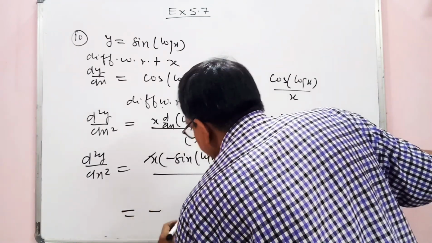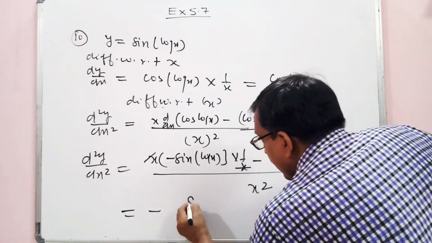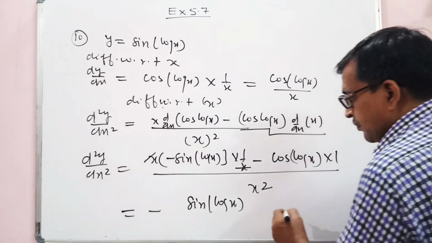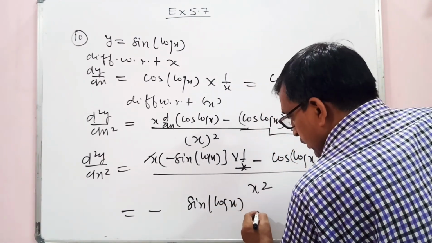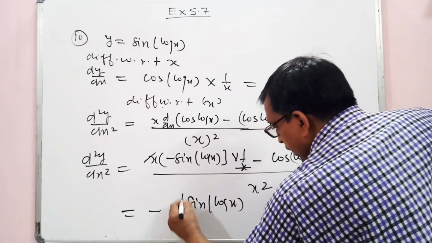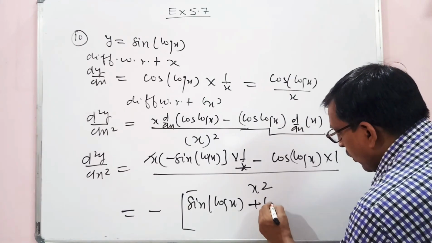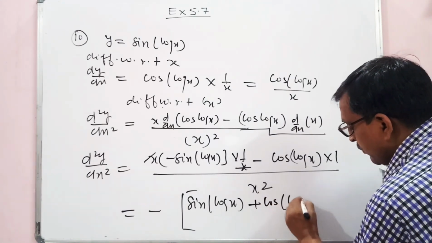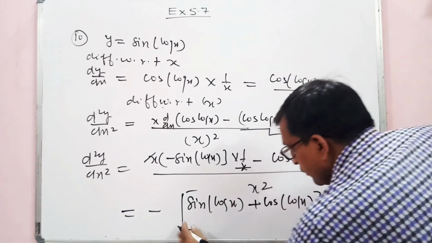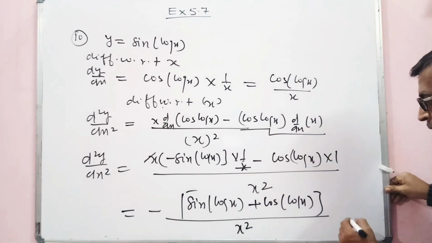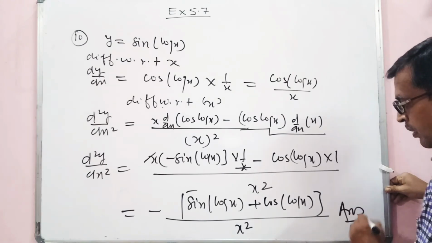Then you take the minus common: sin log x, minus you take the common, plus cos log x, upon x square. Answer.